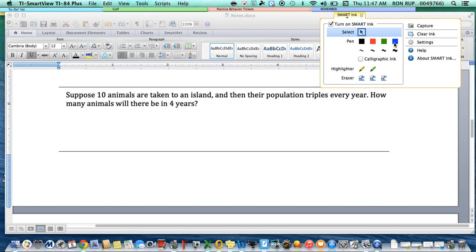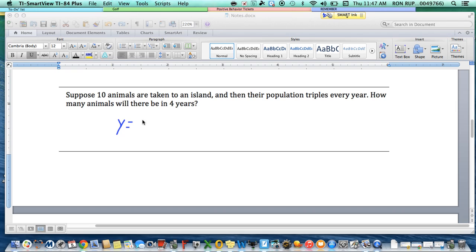We know that we're trying to get y equals a times b to the x, remembering that a is my initial value, b is my factor that is changing each year, and x is the amount of time. So, suppose 10 animals are taken to an island. So we're starting with 10. That's what we're starting with. Then their population triples every year. So we're changing by a factor of 3. X represents the number of years. How many animals will there be in 4 years?